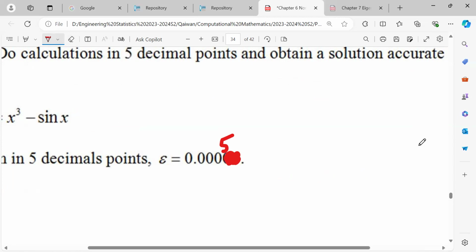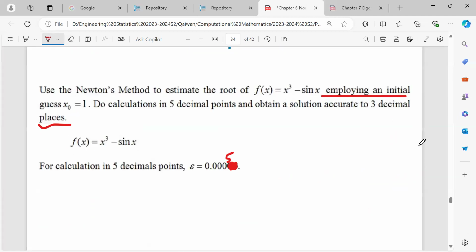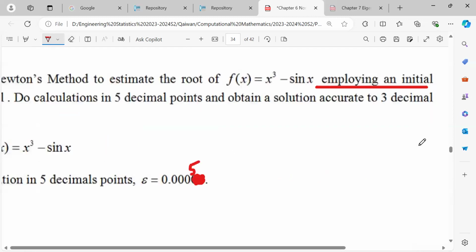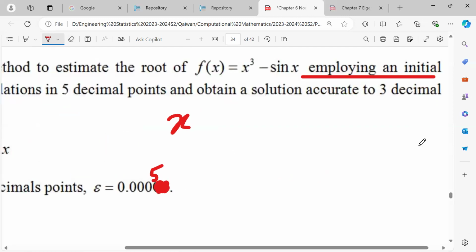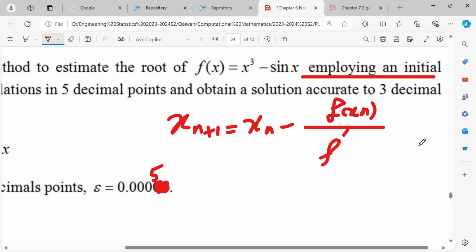Now, we need to first find the derivative of the function as we need it in the formula. Okay? Write down the formula first. We say x_{n+1} is equal to x_n minus f of x_n divided by f prime of x_n. Okay? We use this formula. In this formula, we need one x value and both f and f prime.